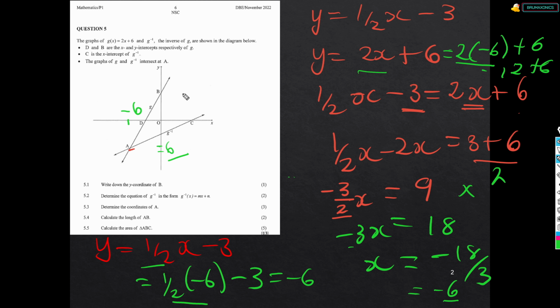So it means that now you'll be able to get the 3 marks, and then you'll be sorted. So now you know that the values here are negative 6, and then the other one will be 6, the value of b. So with that, we can now continue.